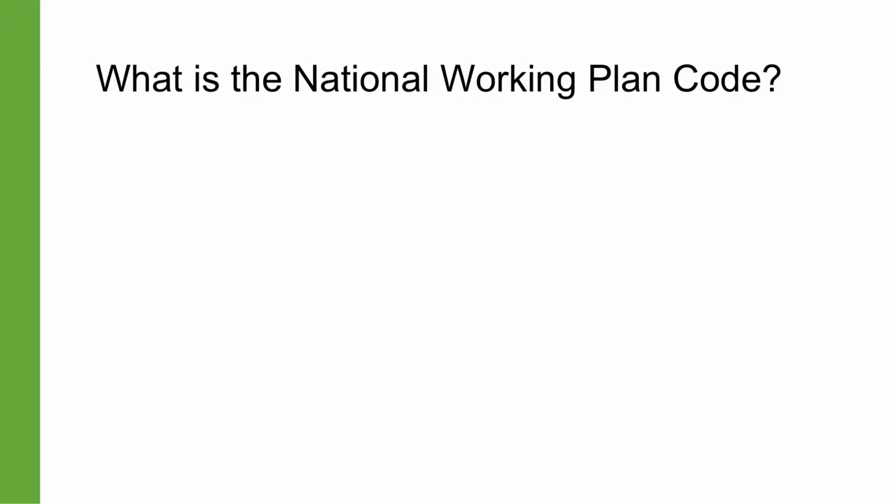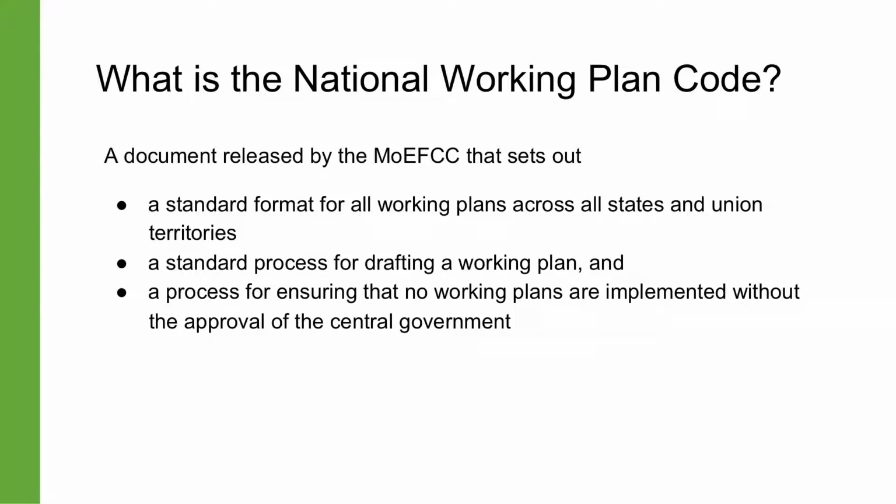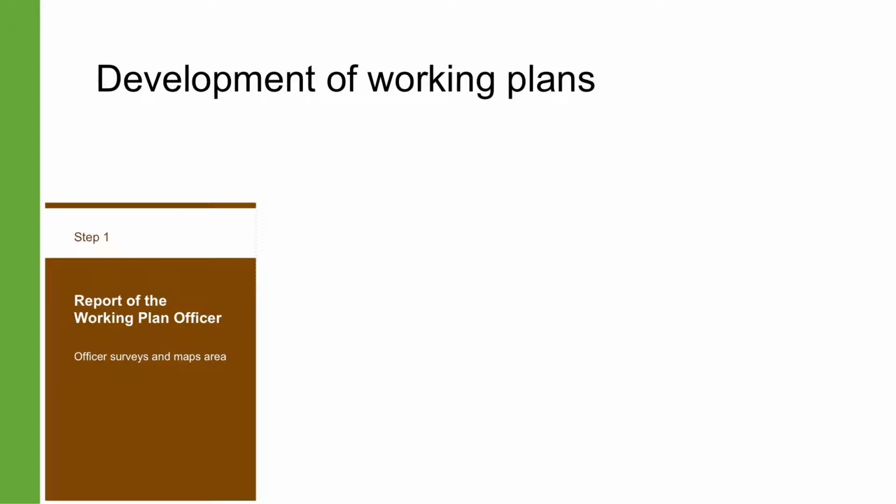The National Working Plan Code of the Ministry of Environment, Forests and Climate Change is the document that sets out a standard format for all working plans across all states and union territories in India, a standard process for drafting a working plan, and a process for ensuring that no working plans are implemented without the approval of the central government. While preparing a working plan, an officer of the State Forest Department known as the Working Plan Officer surveys and maps the area to create a record of the climate and soil and other ecological factors that operate in the area and the rights for that area.